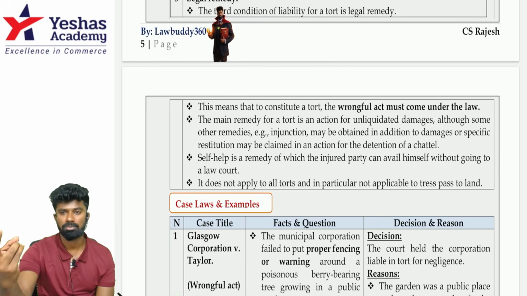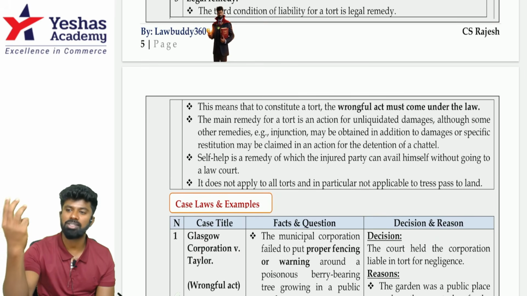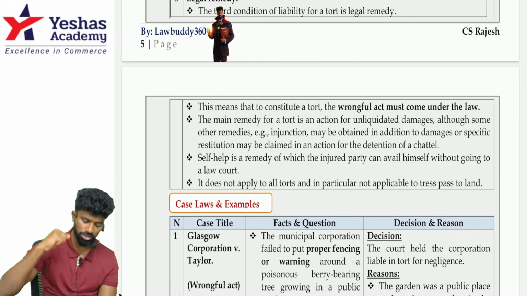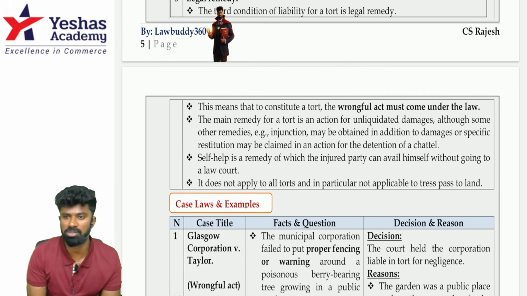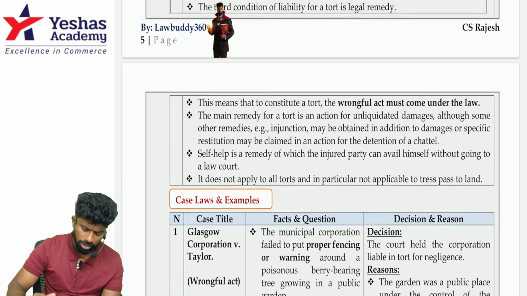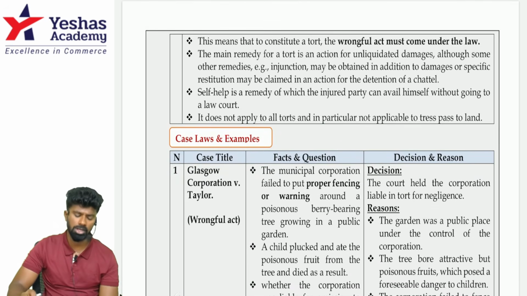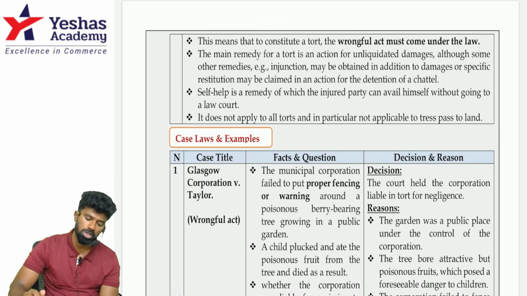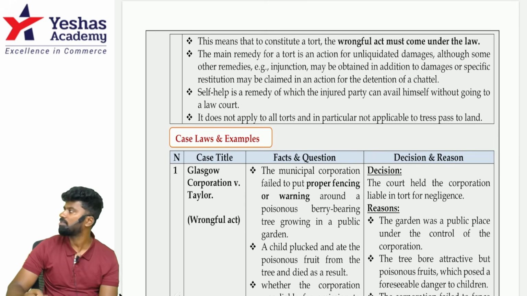Second one, legal damage. Third one, legal remedy. Let's discuss a few case studies for the purpose of understanding this wrongful act or omission. Let's start. We have this case law called Glasgow Corporation versus Taylor.